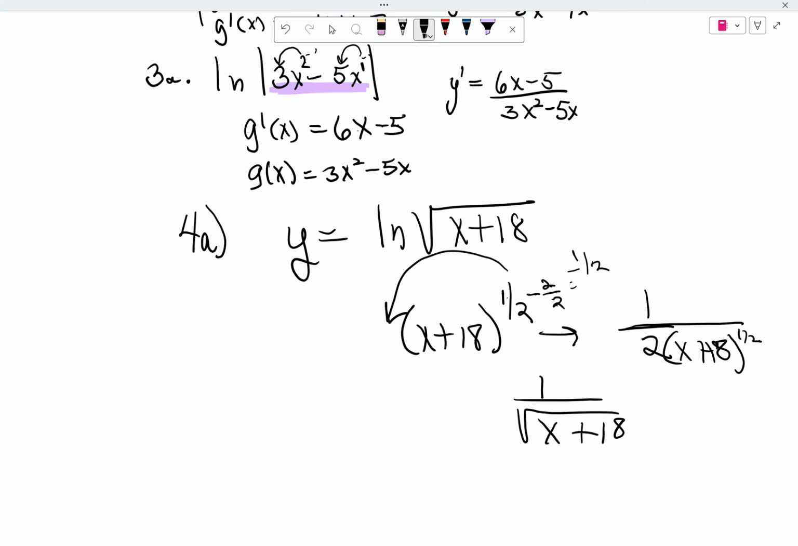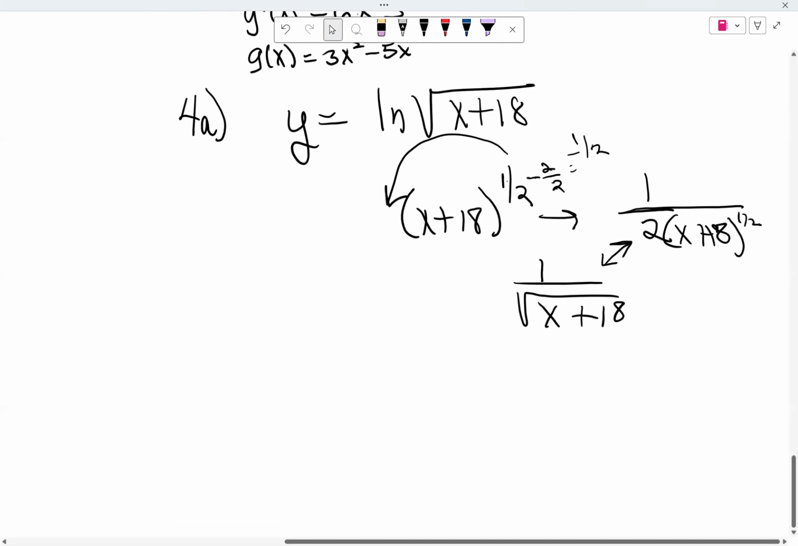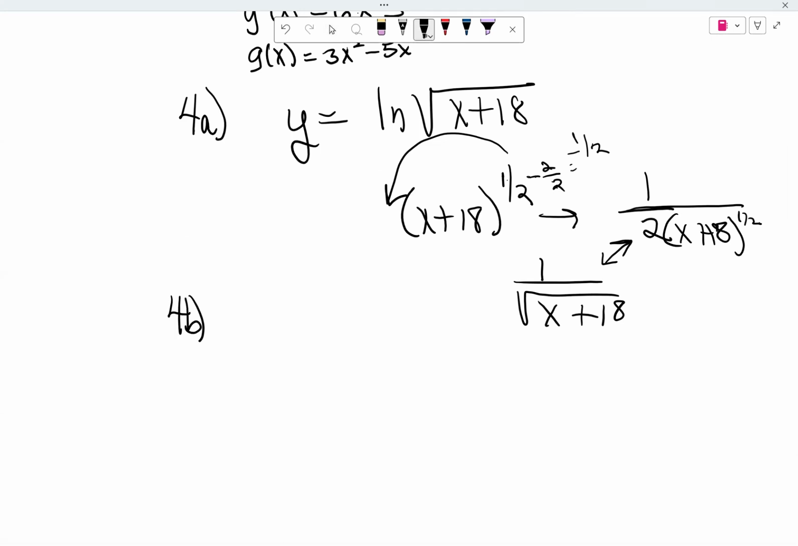Depending on what they expect of you, I think either one of these two answers might be okay. Depends on the question, okay? Let's do another one to practice this concept. I'll leave that up here, and I'll give you a minute. Try 4B. I'm going to give you y equals the natural log of the square root of x plus 8.